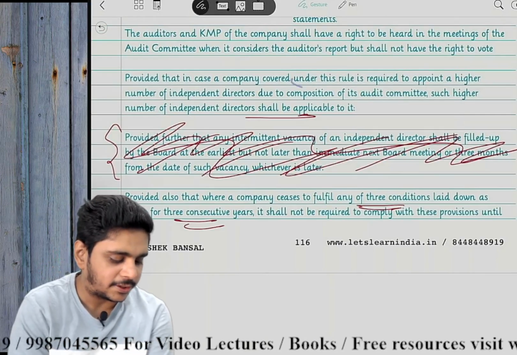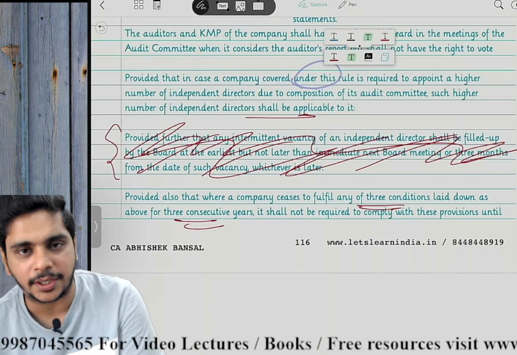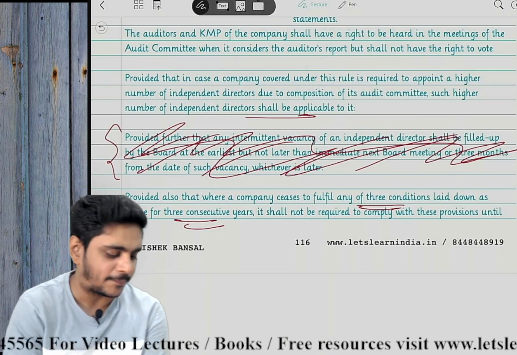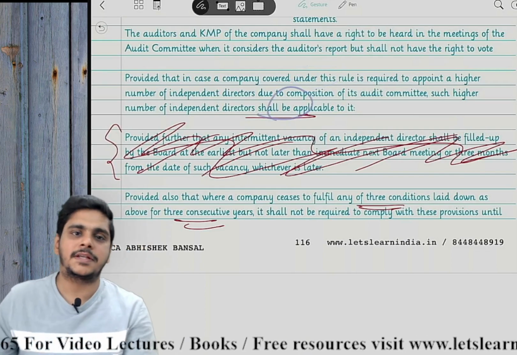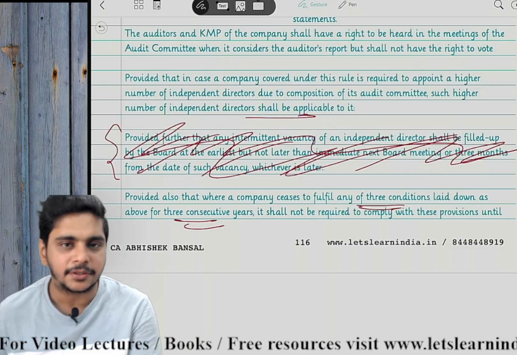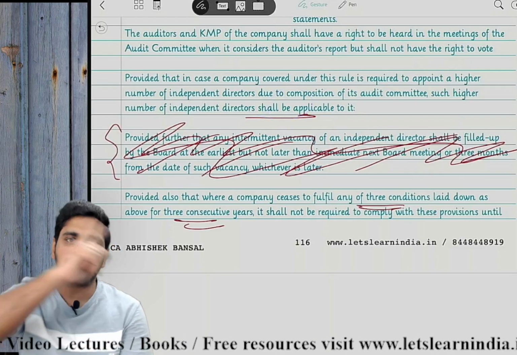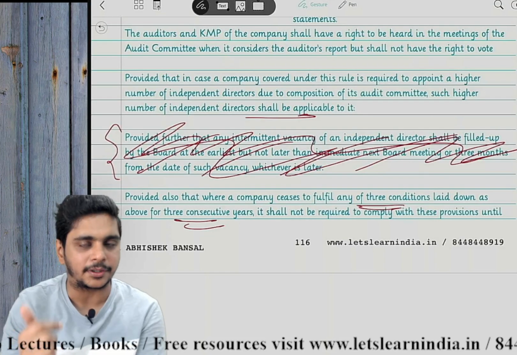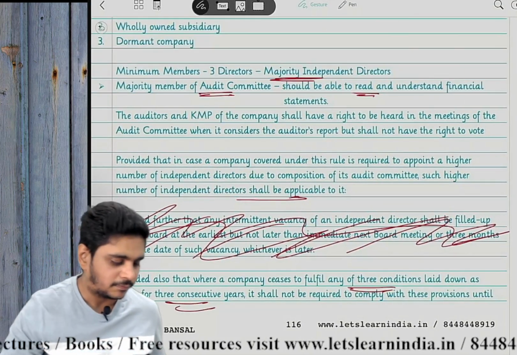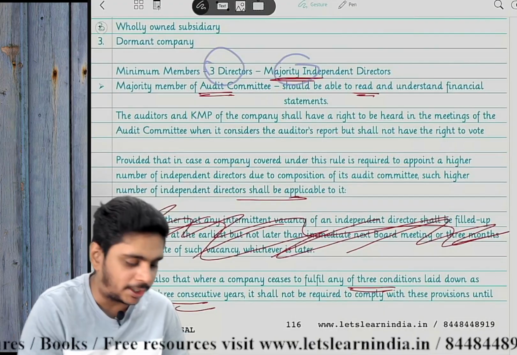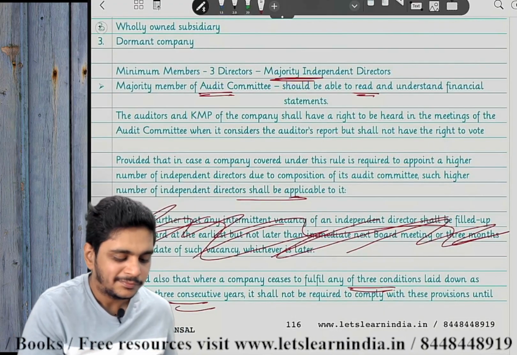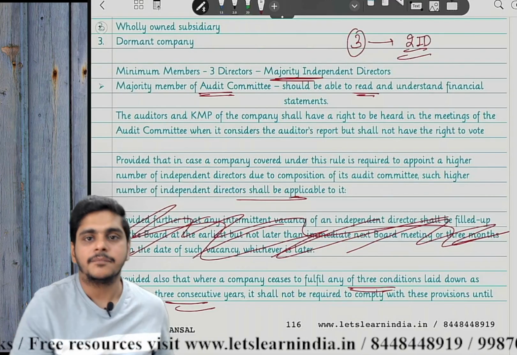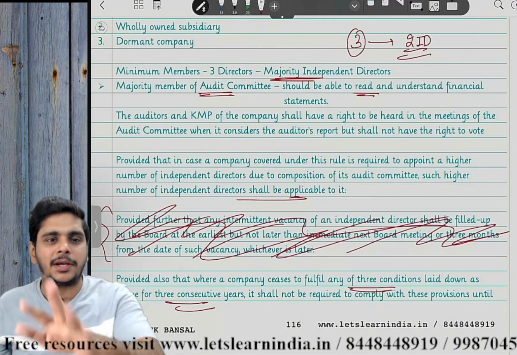In case a company was required to appoint a higher number of independent directors due to another provision, such higher number of independent directors shall be applicable to it. Now, you will always say section 177 or independent director, whichever is higher. For example, in the appointment chapter there is a requirement of independent directors. Here we say minimum 3 directors, out of which majority should be independent. So 3 directors are there, 2 would be independent, right?